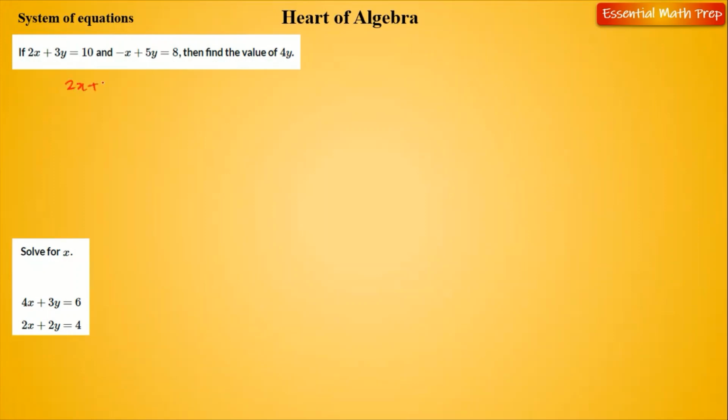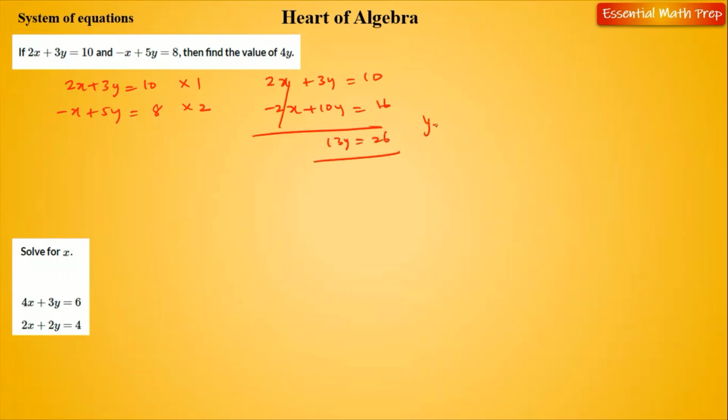So 2x plus 3y equals 10, negative x plus 5y equals 8. If you multiply the top expression by 1 and bottom by 2, this way we can get rid of the x term. So 2x plus 3y equals 10, negative 2x plus 10y equals 16. So this will be 13y equals 26, y equals 2. Therefore, 4y equals 4 times 2 equals 8. Okay.